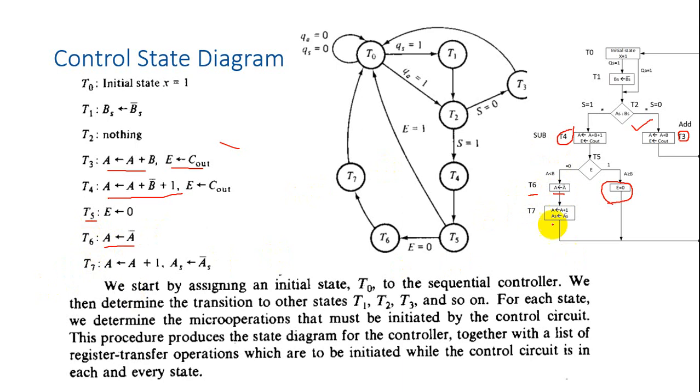At T7, what you do? You see? A bar plus 1. No, A plus 1, right? This is A plus 1. A plus 1 goes to A. And you complement the sign of A. That's T7.